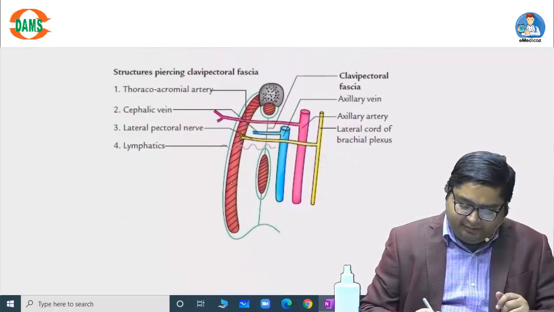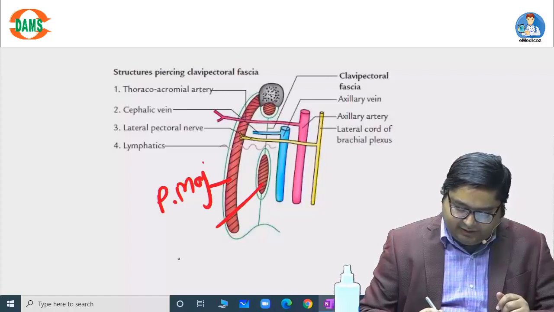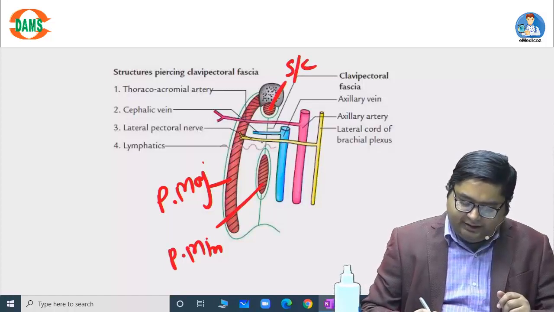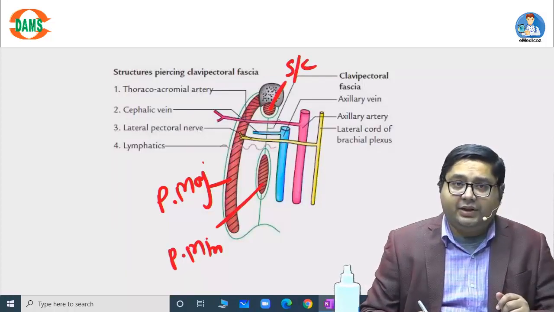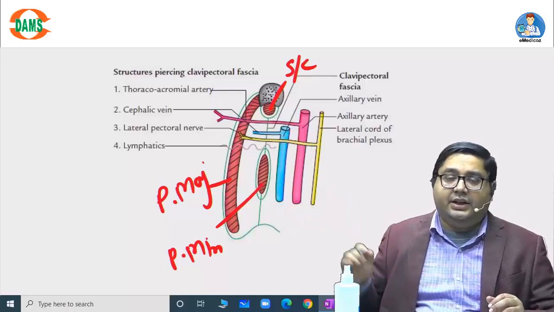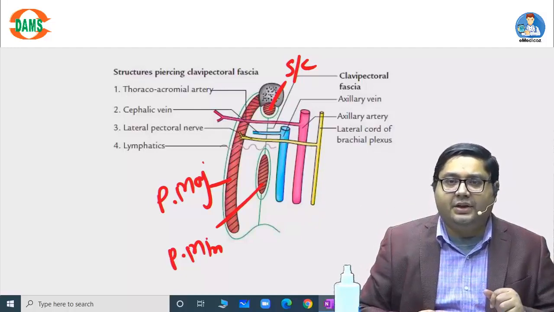This is the pectoralis major. This is pectoralis minor. And this one is subclavius below the clavicle. And this is the clavipectoral fascia between them, which is enclosing the subclavius as well as pectoralis minor, and then it is continuing. It will continue as the suspensory ligament of axilla. Suspensory ligament of axilla. Fine.